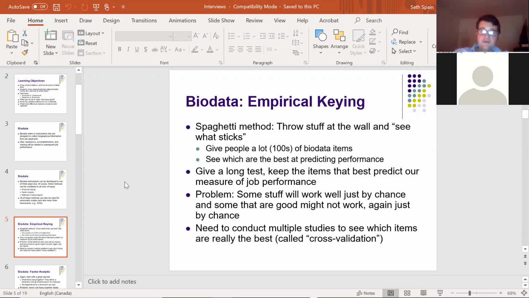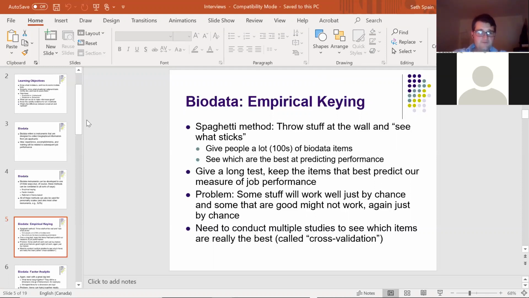And so the appropriate way to deal with this statistically is to do what's called a cross-validation. We're going to talk about that concept more in the context of discussing selection systems and validation. But the basic idea is that we would conduct multiple separate studies with this biodata measure, and then we would see across these different samples which items consistently work well at predicting the outcome we're interested in, in this case job performance. And that can protect you against it happening by chance, because errors line up and stuff like that, but they don't tend to do that across multiple studies.